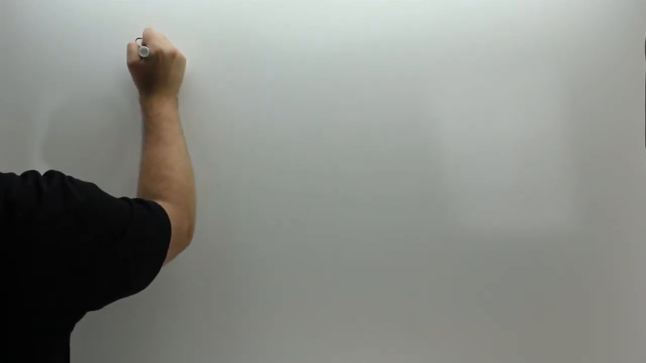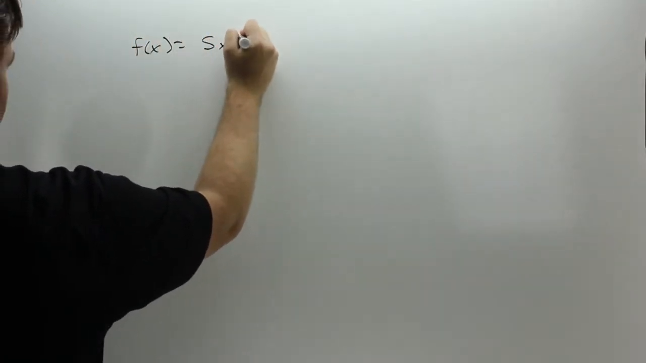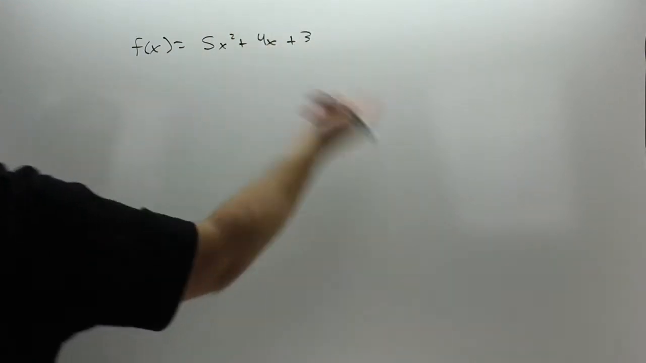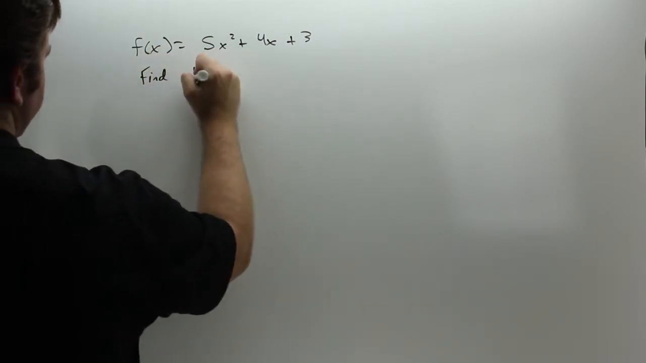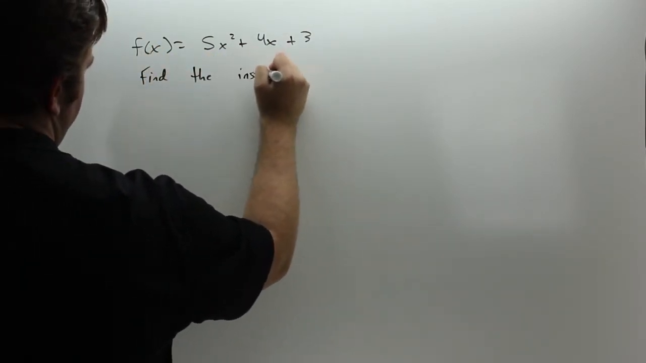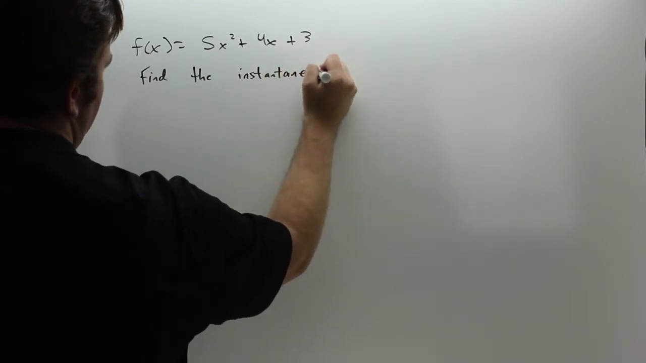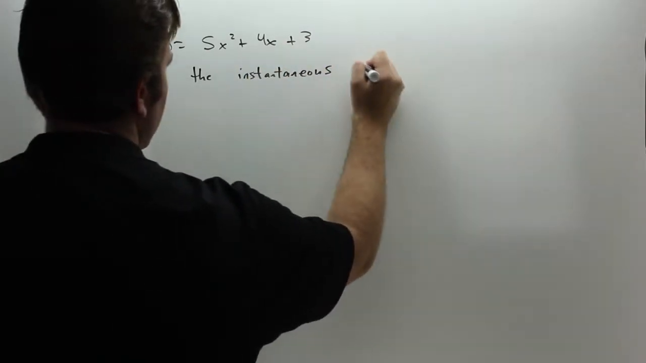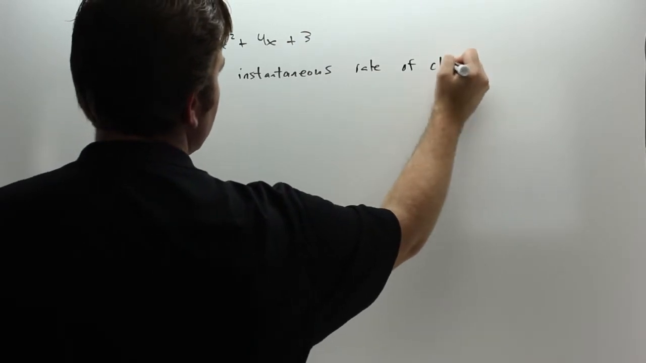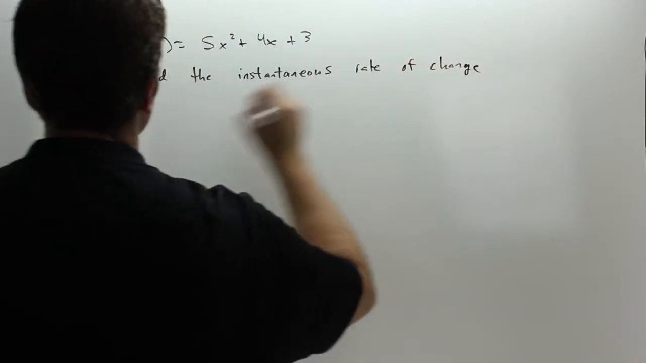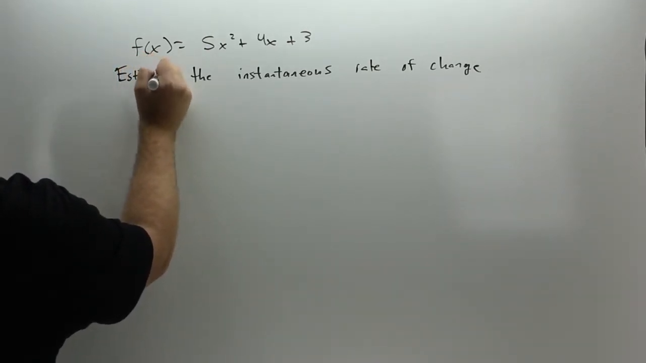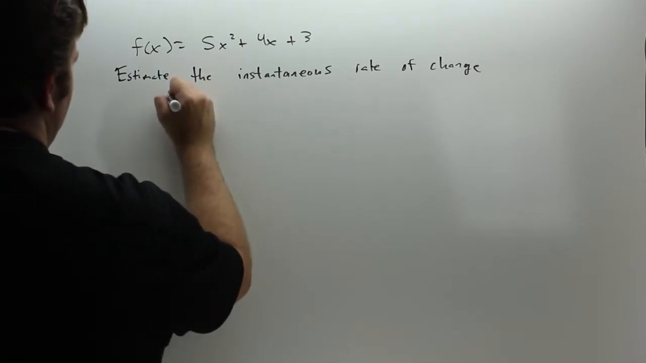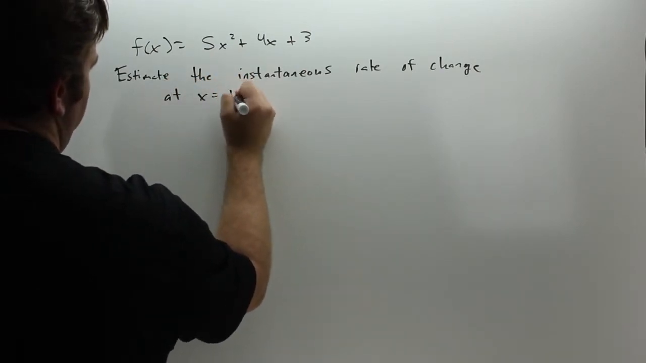Okay, so let's just say that we have a function. I'm just going to make up a random function here. Let's say f of x equals 5x squared plus 4x plus 3. Now, I'm not going to use this for any calculations, but let's just say that the question said to us, estimate the instantaneous rate of change at x equals, let's say, 14.